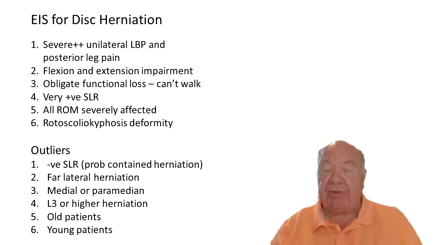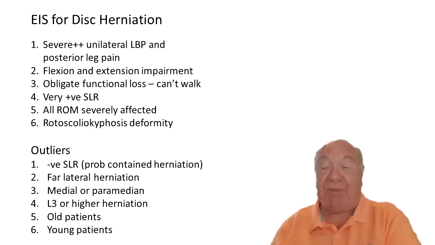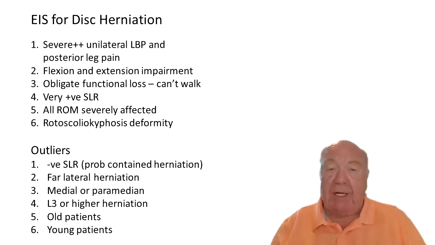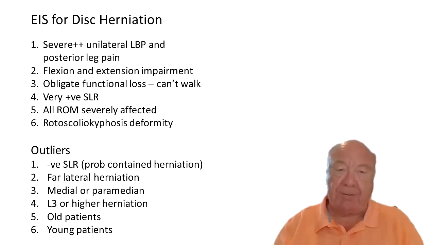The straight leg raise is very, very positive. This isn't 10 degrees less than the other side. This is a straight leg raise reaching 30 or 40 degrees or even less. Sometimes they can't even get the knee straight. It's so acute. All range of motions are severely affected, and there is a deformity, a rotoscoliotic kyphotic deformity.